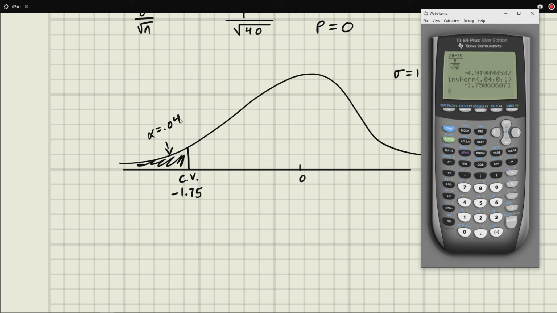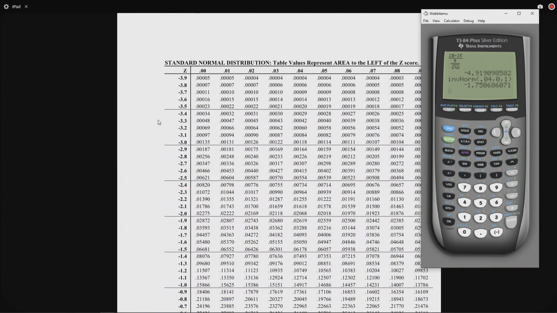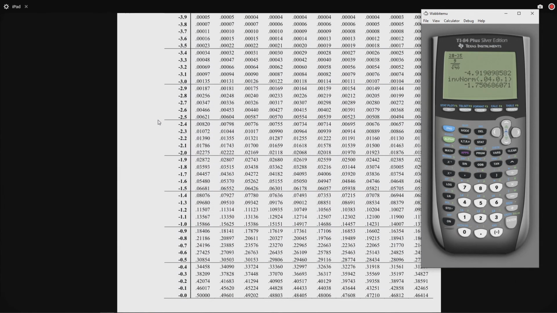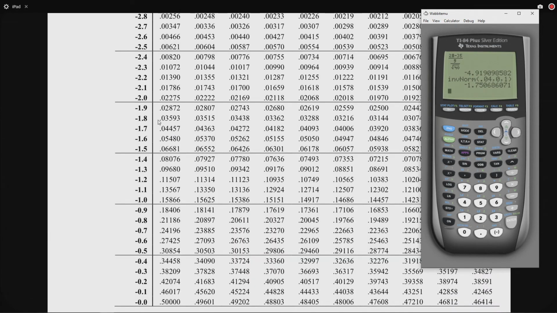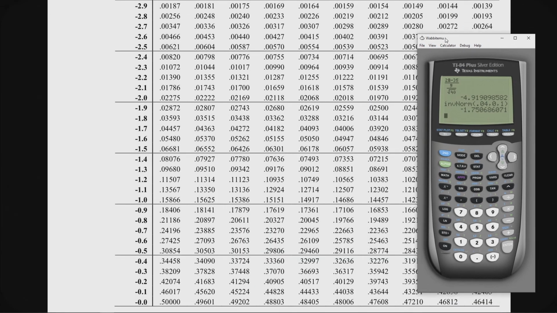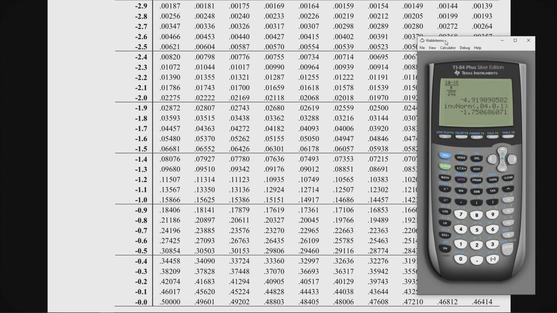z-score goes with it. So the area is 0.04, so let's go to the chart right here. We're going to look for 0.04. My calculator is always a bit in the way when I do this, but bear with me. So let's see here. What is the closest to 0.04? So right here, we've got 0.04006, and that is pretty dang close compared to the other ones here. So we're going to go with that one.